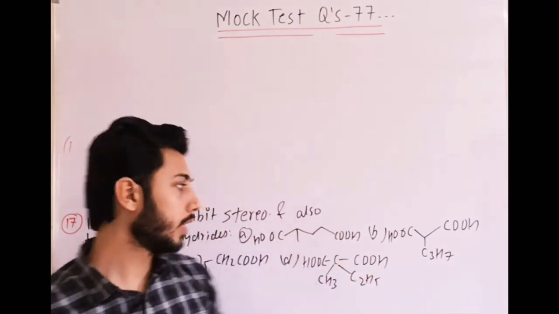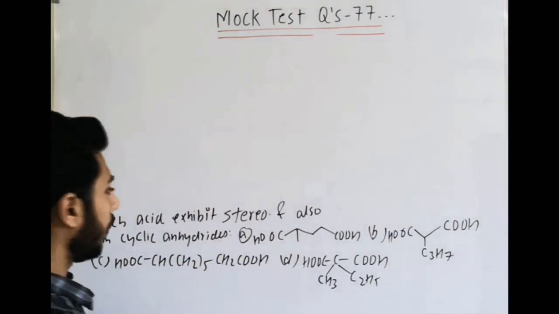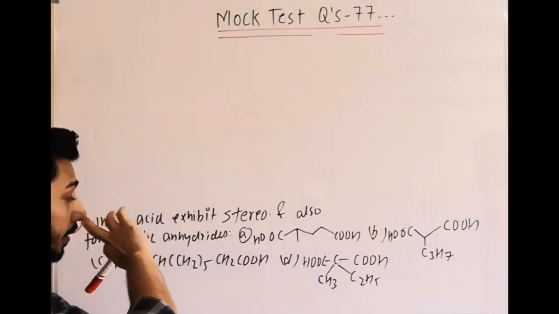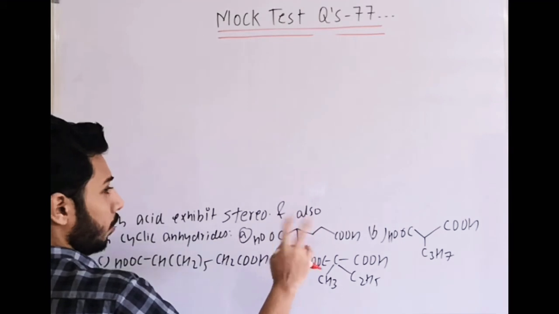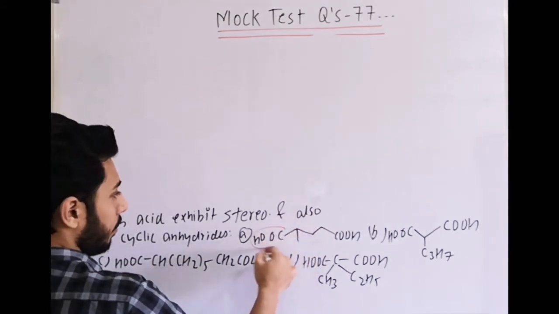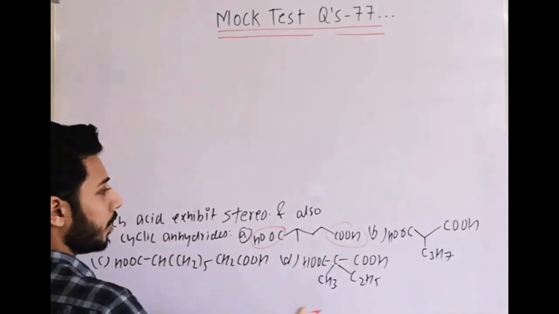That concept you can use here, or you can watch this video on carboxylic acids. Here, firstly it should exhibit stereoisomerism, so you can see where the chiral center is. Firstly we check where there are 2 or 3 carbons between the 2 carboxylic groups. Between them, how many? 1, 2, 3. Okay, it is satisfying the condition.